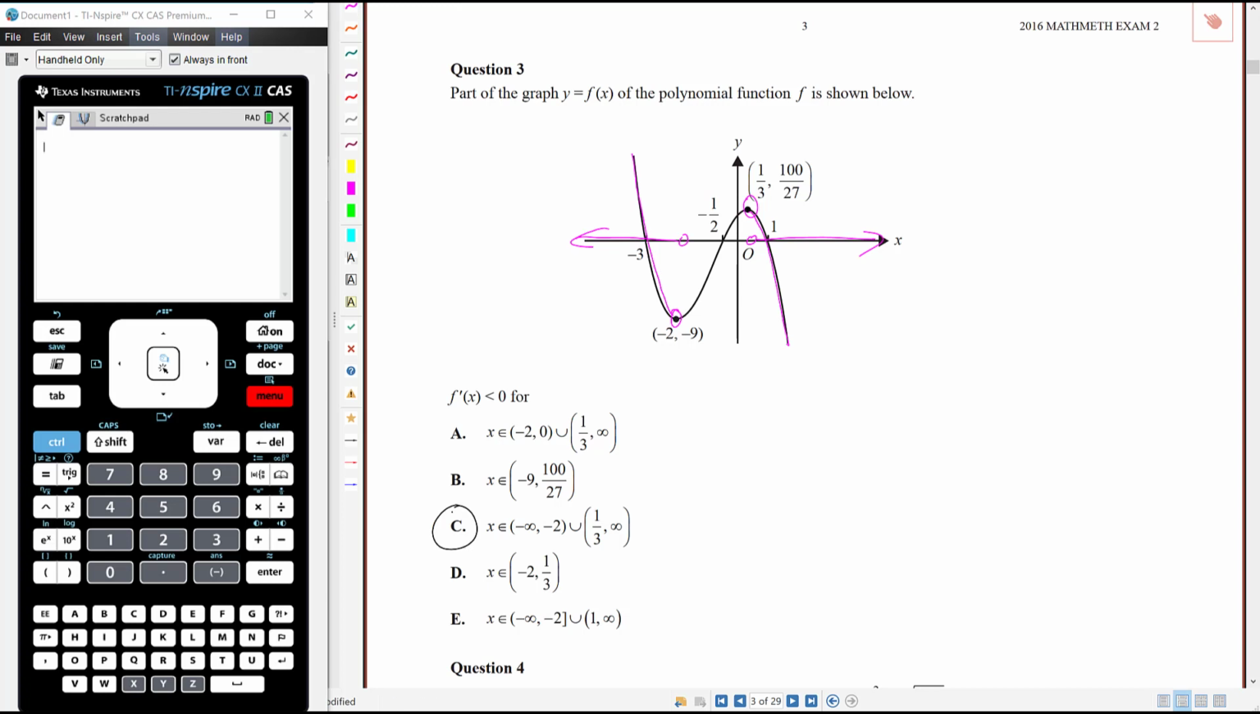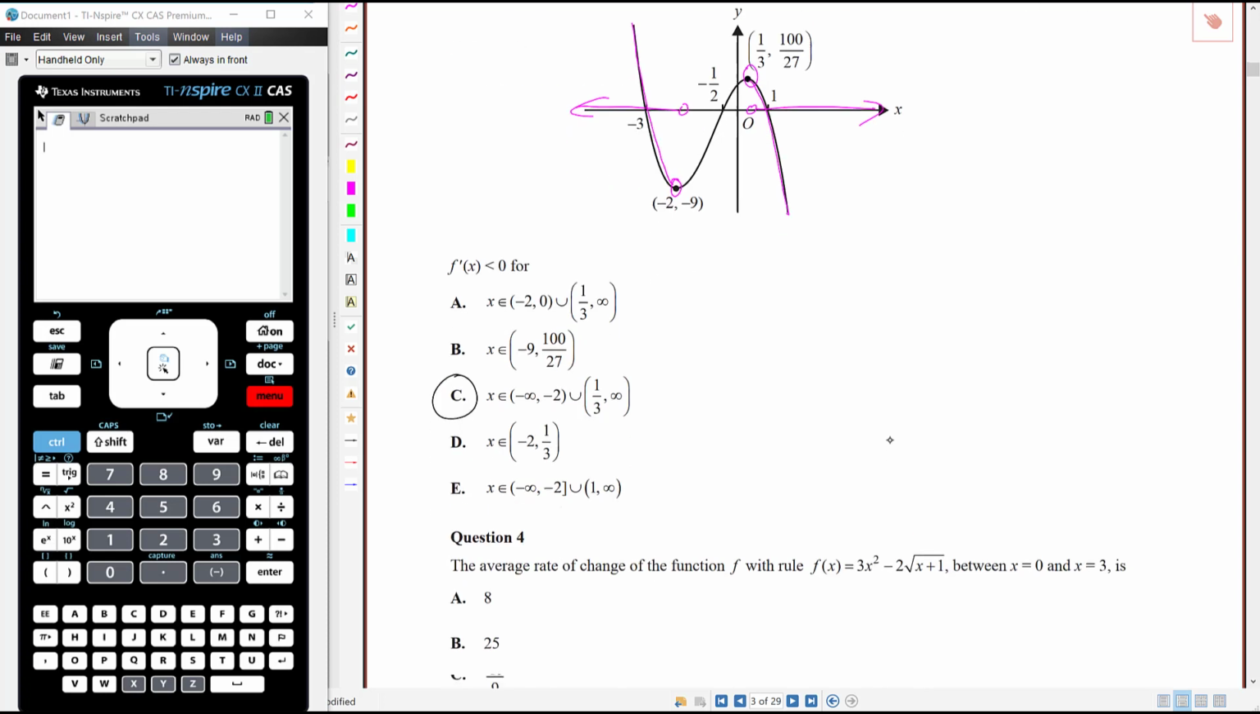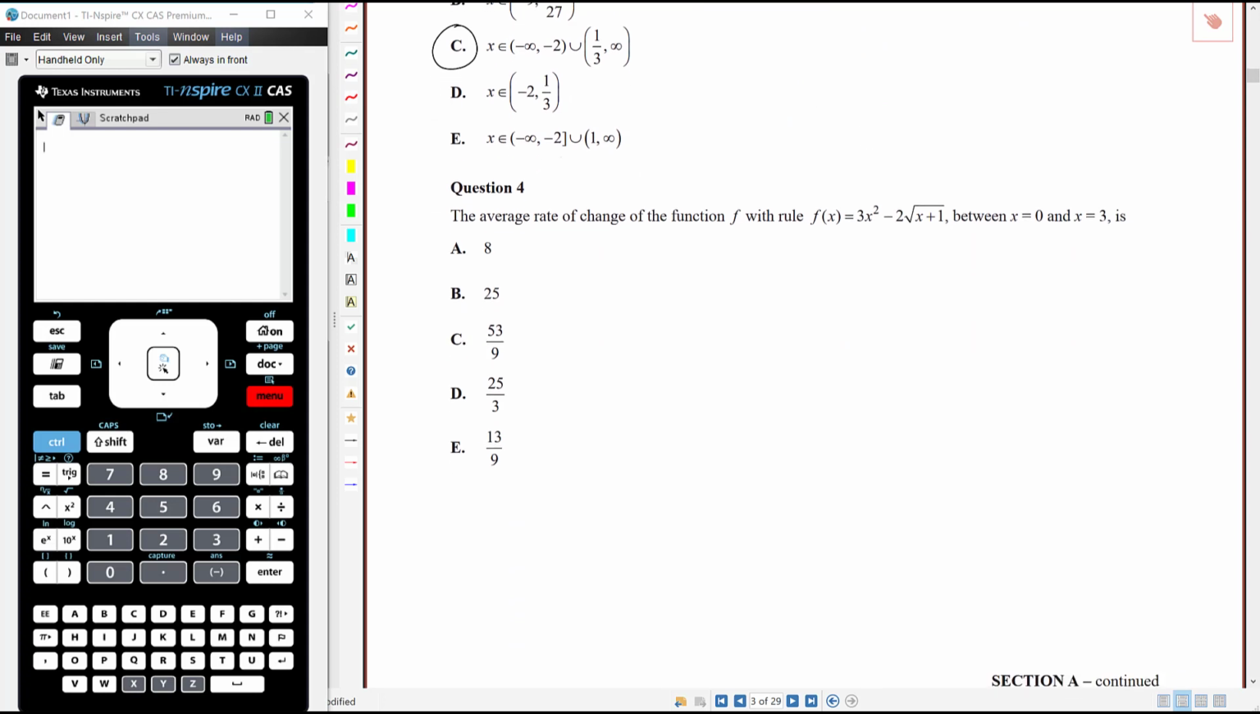So D is similar, except it's got the, oh no, it's not similar at all. No, none of the others are even close. Okay, question 4. The average rate of change of the function f with rule f of x equals 3x squared minus 2 root x plus 1 between x equals 0 and x equals 3 is.